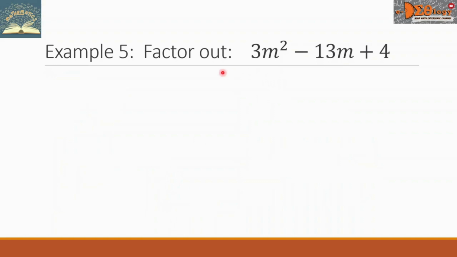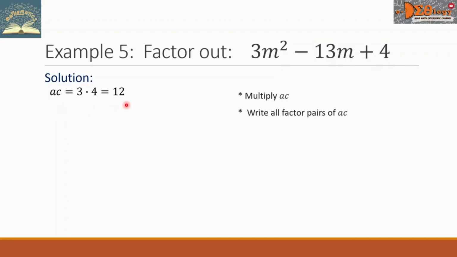Example 5. Factor out 3m squared minus 13m plus 4. Let us multiply AC. A is 3 and C is 4. So we have AC equals 3 times 4 equals 12. Then we write all factor pairs of AC, but we will consider the sign of the middle term. We have here negative 13m. Take note that this is negative. Therefore, the factor pairs of AC, or this 12, must all be negative.